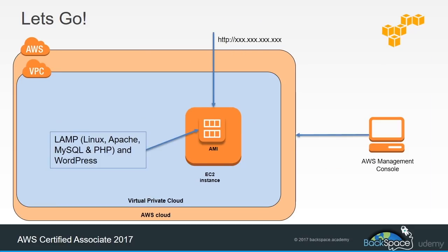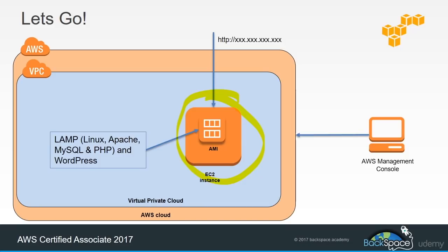So let's have a go at creating an EC2 instance and launching it within a VPC and see if we can get it to receive traffic from the wider internet. We're going to launch an EC2 instance inside of our VPC, and we're going to use an Amazon Machine Image, an AMI, that will contain the LAMP environment, which is Linux, Apache, MySQL, and PHP. And it will also contain a WordPress application.